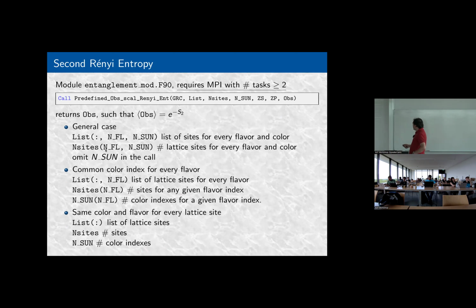In the first case, that's the most general one, for every flavor and for every SU(N) fermion, for every SU(N) index, we provide a list of sites that belong to the subsystem A. So the bipartition is always in real space. And this comes, of course, together with an array telling you for each flavor and SU(N) fermion how many sites you have. Okay? So in this case, the syntax is just this one, but you don't put N_SUN in the call.